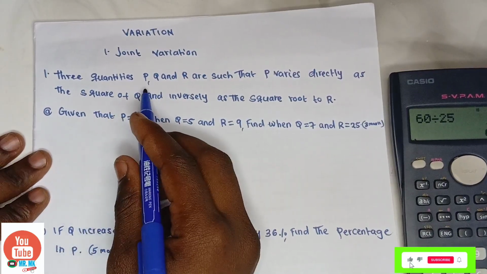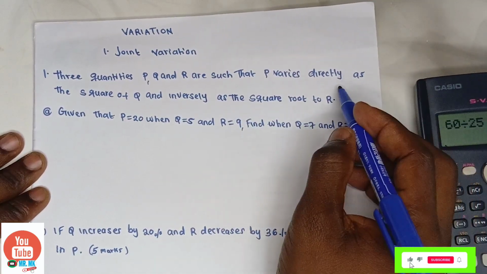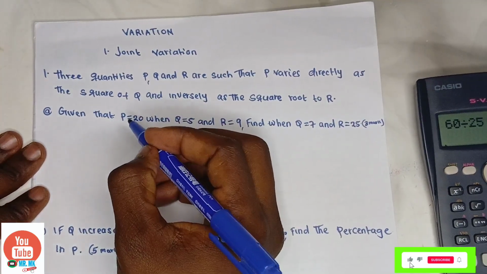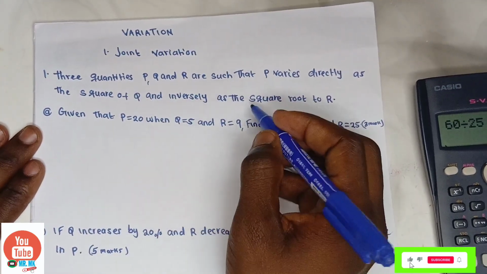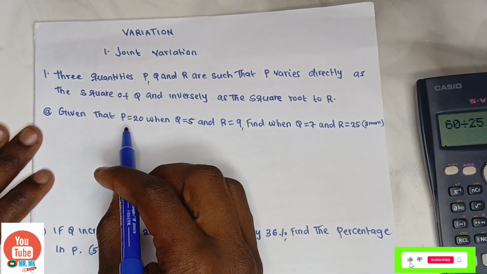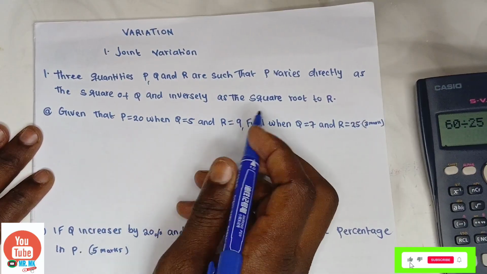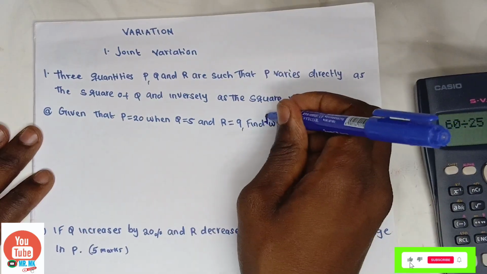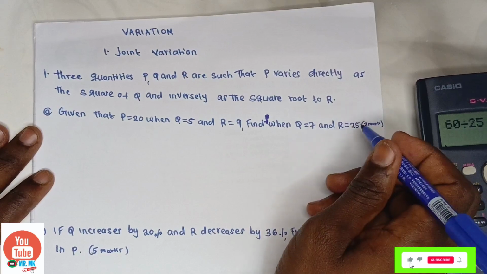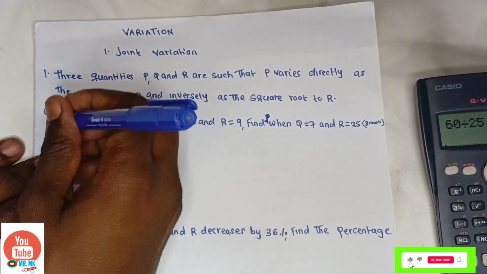Three quantities P, Q and R are such that P varies directly as the square of Q and inversely as the square root of R. Given that P is equal to 20 when Q is 5 and R is equal to 9, find the value of P when Q is 7 and R is 25. Now, how do we go about this solution?